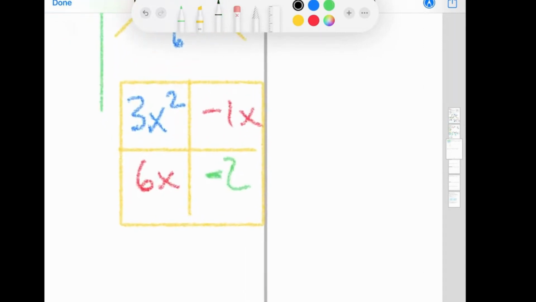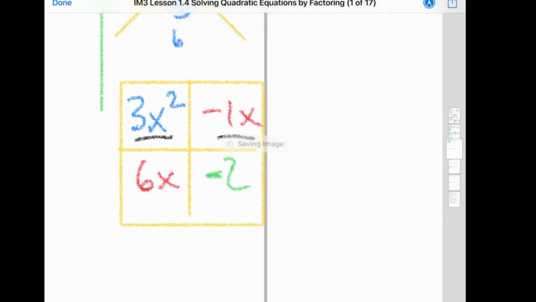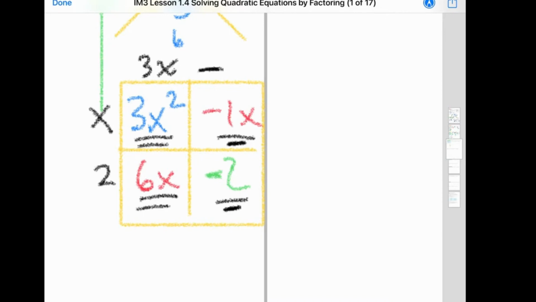Alright, let's factor out the top row here. 3x squared and negative 1x have an x in common. 3x squared and 6x have a 3x in common. 6x and a negative 2 have a 2 in common. And then negative 1x and negative 2 have negative 1 in common.